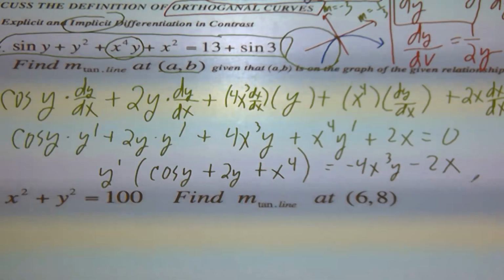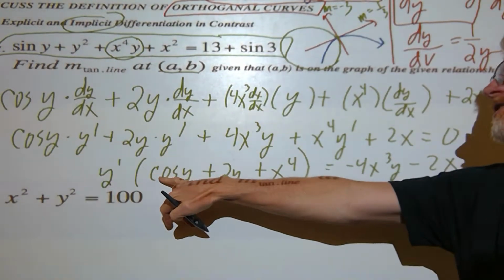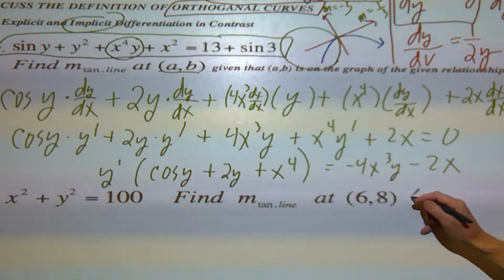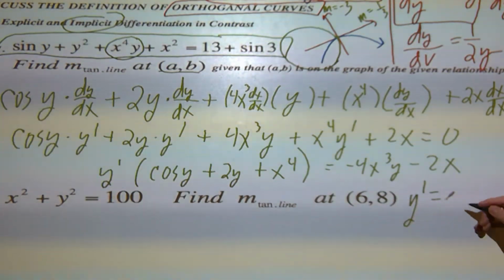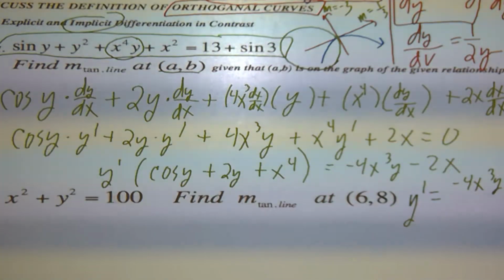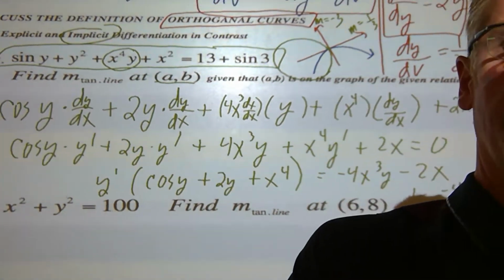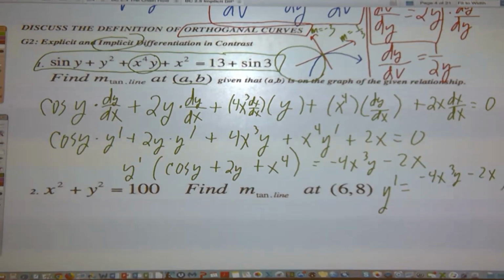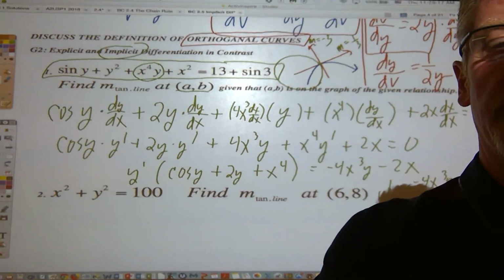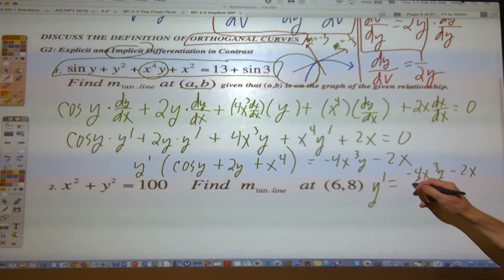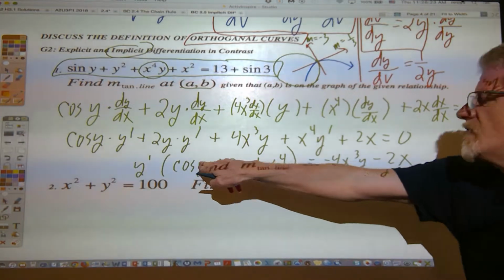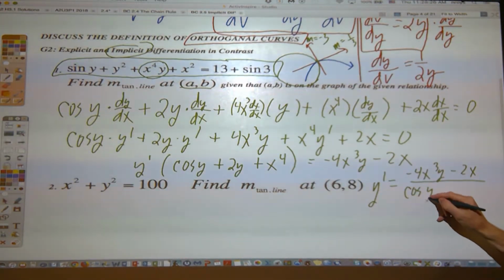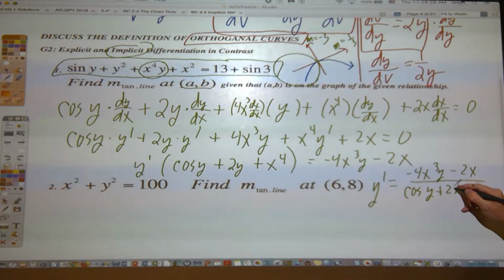So I'm almost there. To solve for y prime, all that remains is to divide both sides by this trinomial. Final answer is y prime equals negative 4x cubed y minus 2x. I'm seeing that that's not on the camera, so I'm just going to shorten this up a little bit. Okay, so the numerator is negative 4x cubed y minus 2x. The denominator is this trinomial, which is cosine y plus 2y plus x to the fourth.